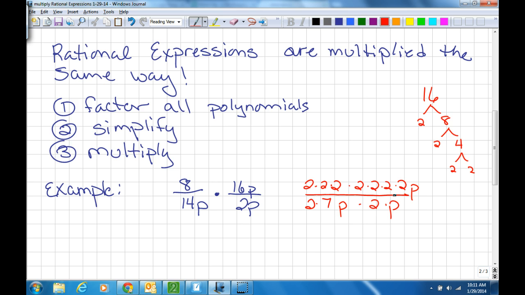So, what can I cancel out here? I have a set of 2's here, and I have a p here I can cancel. I have another set of 2's I can cancel. Okay, so if I multiply all these 2's out, it's 2 to the 5th or 32. And then on the bottom, I'm left with just a 7p.